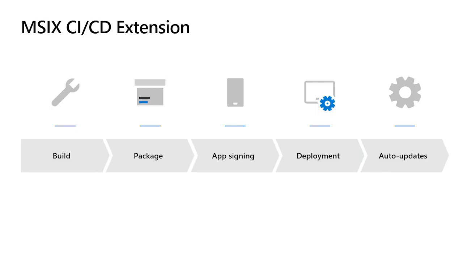So the MSIX CI/CD extension that I just mentioned will handle all the components of the build and packaging workflow, and based on the options you select and inputs you provide, it will set up your pipeline to plug in your source code, build it, package it as an MSIX, handle signing using the trusted certificate you provide, and configure deployment and auto update settings for you. The extension will very soon be available on the Visual Studio Marketplace, and we would love to see your adoption and hear your feedback about it.